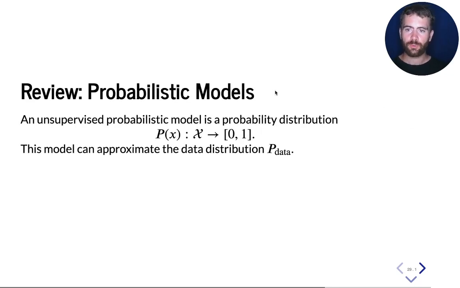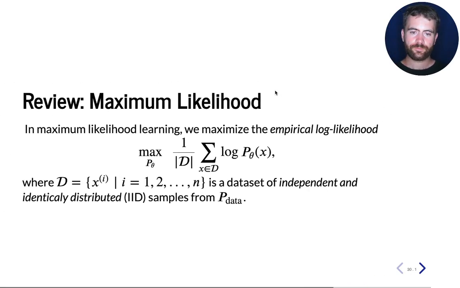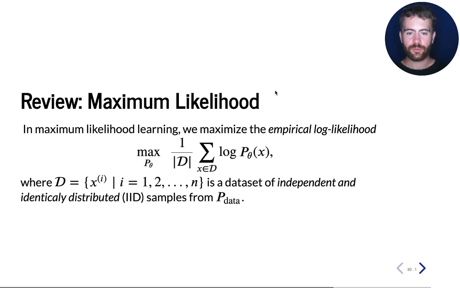Recall that a regular probabilistic model is simply a probability distribution over the space of x's, and it may have parameters that we denote by theta. In order to fit these models, we use the principle of maximum likelihood, in which we fit the following objective, which is the log likelihood of the data. And this data here is a data set of IID samples from a data distribution.